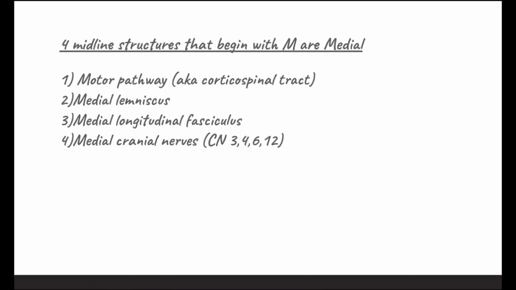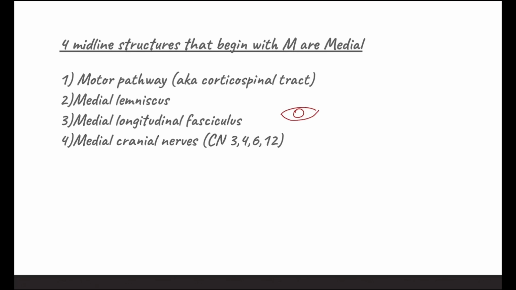Then we have medial lemniscus. You must have heard of the dorsal column, medial lemniscus pathway. If this is affected, there will be loss of vibration, proprioception, and light touch. Then next up, we have the medial longitudinal fasciculus. This is responsible for horizontal conjugate gaze.